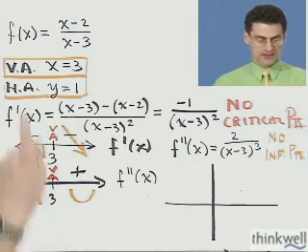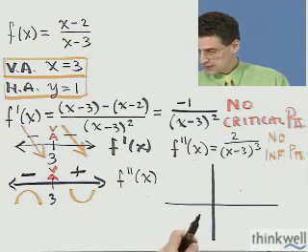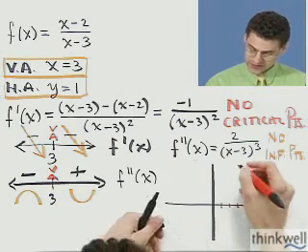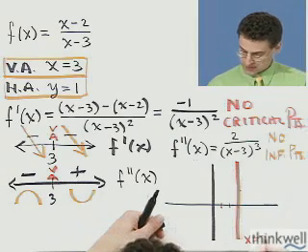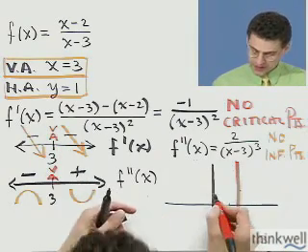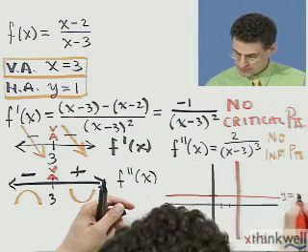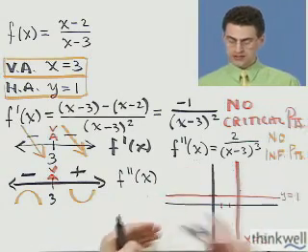So what do we have? We see there's a vertical asymptote at x equals 3. So I'll put that in red. 1, 2, 3. That's a vertical asymptote, x equals 3. There's a horizontal asymptote at y equals 1. So in fact, what this does is this sort of cuts the world up into four pieces.